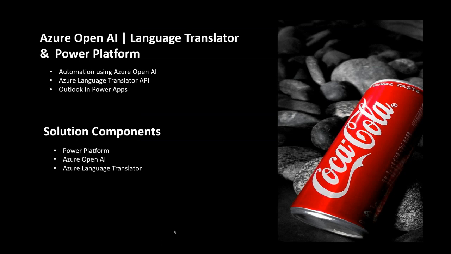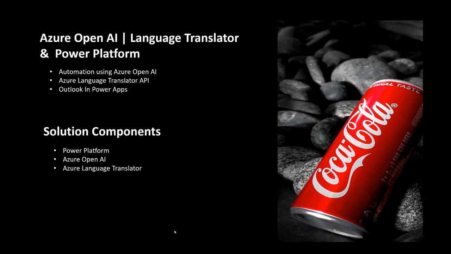In this demo, we'll be looking at how to use Azure Language Translator along with the other AI models that we saw in the previous demo. This demo will be very short in time. The feature that I'm going to showcase is how a user can type an email and translate that automatically using the Azure AI language services into any other foreign language that he or she wants, and then send that email to the recipients automatically.